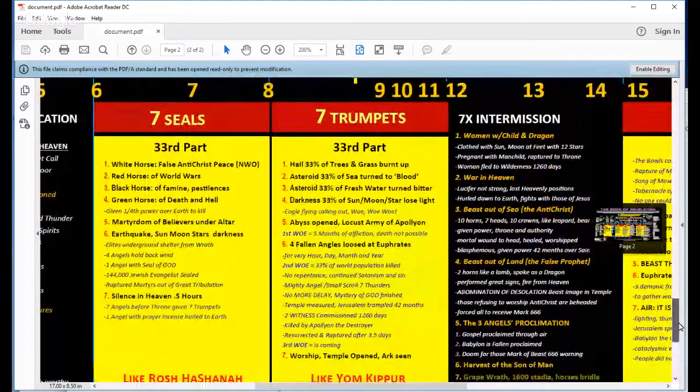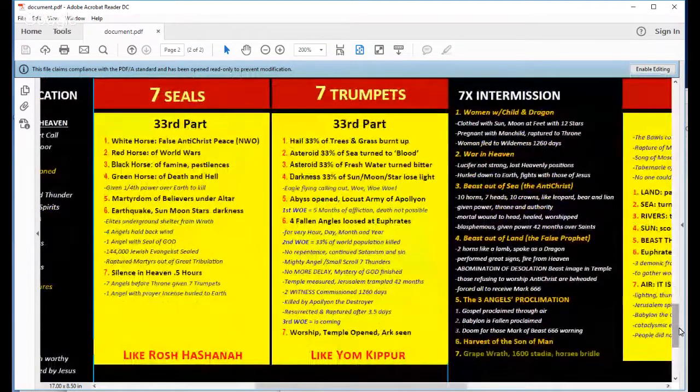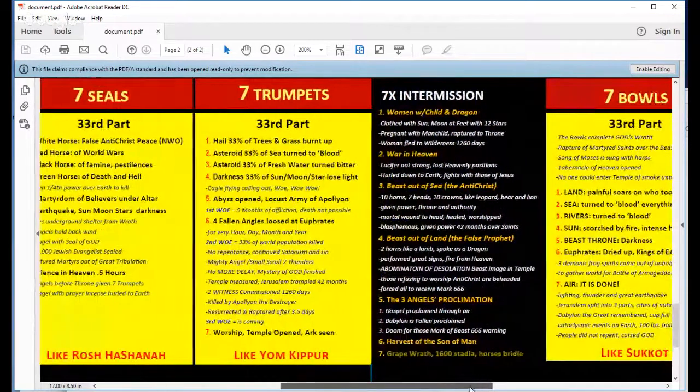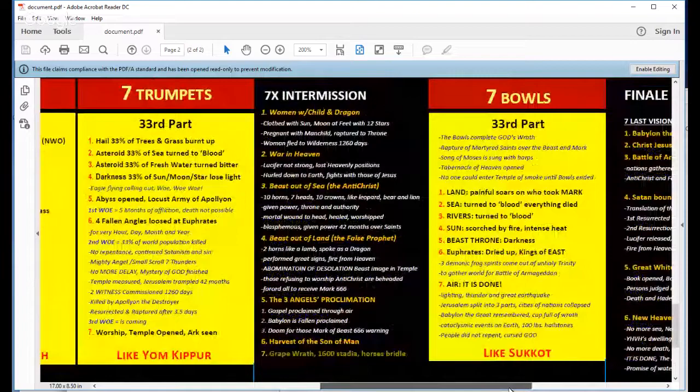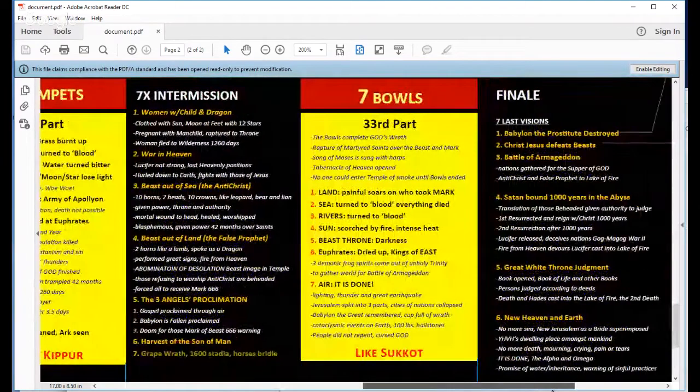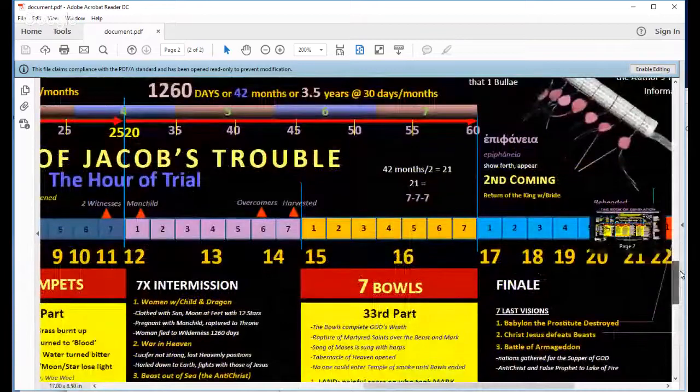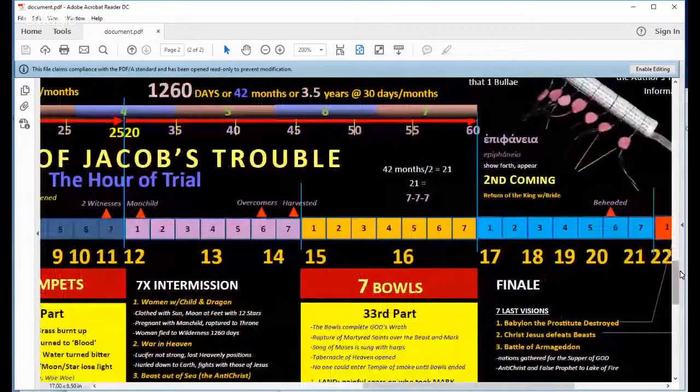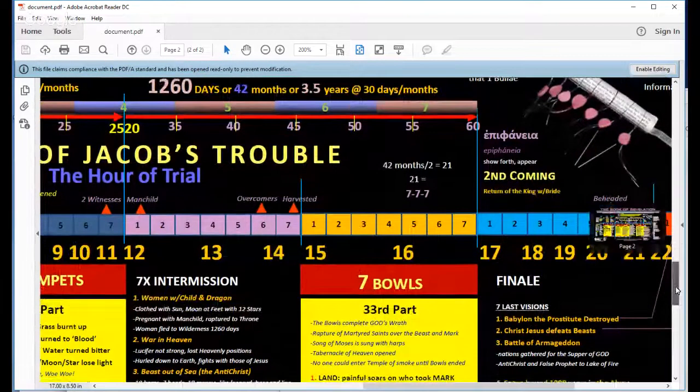This intermission is a whole bunch of stuff looking back to when the two witnesses started their first 3.5 years of testimony. This is the big intermission between the fairly mild judgments before, and now when the final judgments come. So let me scroll over there, and we'll look up top here. And we have our 42 months again. We're up to chapter 15 in Revelation.